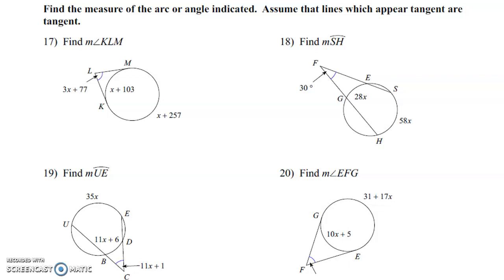Okay, the last thing I just want to point out really quickly is a couple of problems where it's not just solving for x, but then once you find x, you need to go ahead and solve for the angle measures. So I'm going to do 17 and 19, and then I want you to try the others on your own. So x plus 257 minus x plus 103 divided by 2 equals our 3x plus 77. And we end up with x plus 257 minus x minus 103 divided by 2.